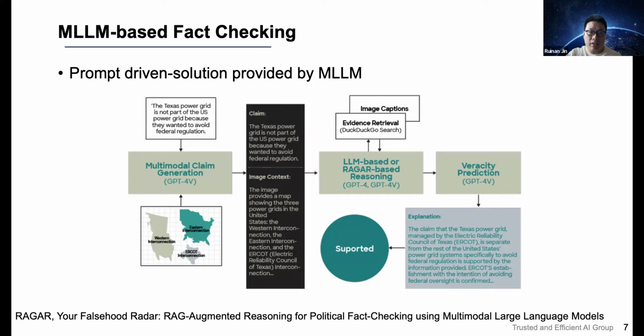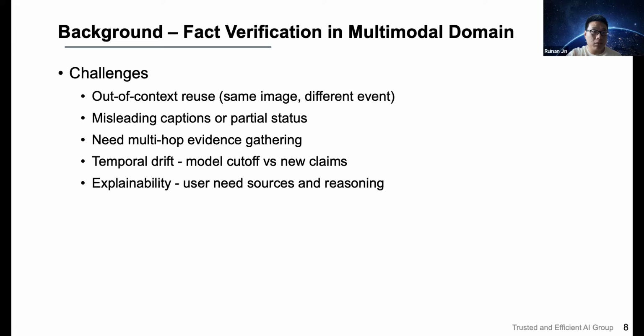So this is the very first work in the multimodal domain. However, there are still many challenges in multimodal fact checking. Those are something I listed, like out-of-context reuse. Out of context means that the content itself is not altered, because we saw manipulated images before, right? But it's presented with the wrong surrounding context.